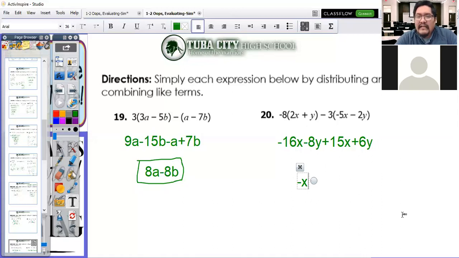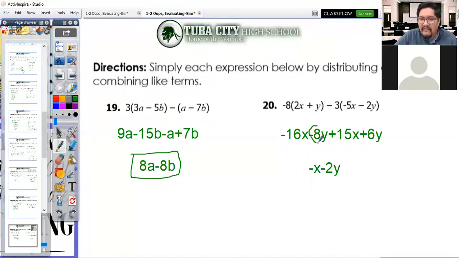Now in this case here, I have negative 8y and 6y. So that would be negative 2y. So again, going negative 8 and positive 6, that would be negative 2y.